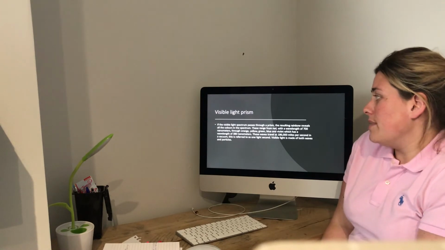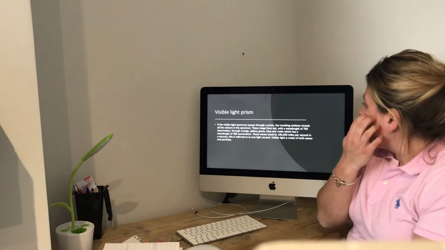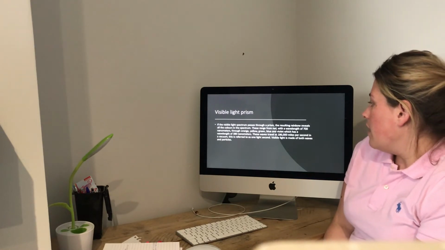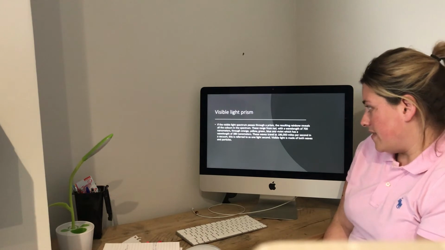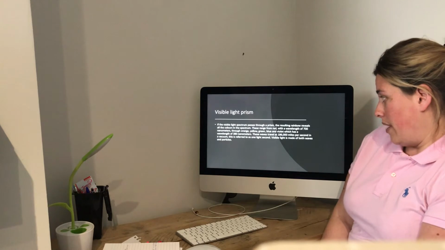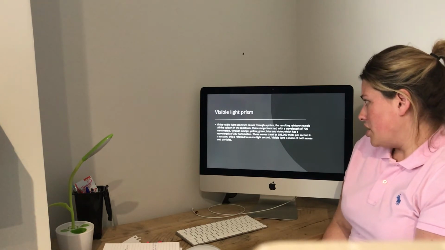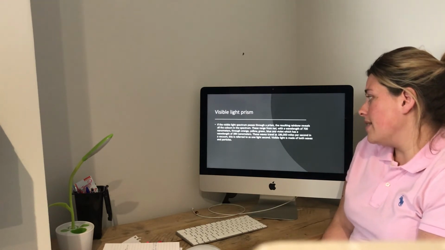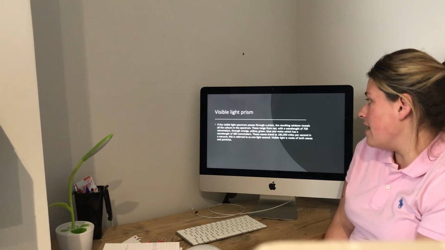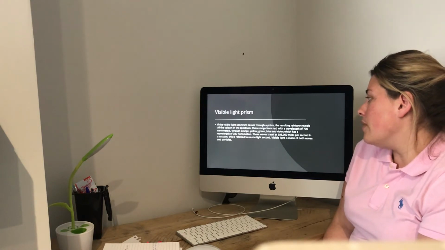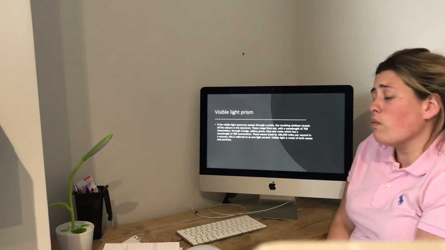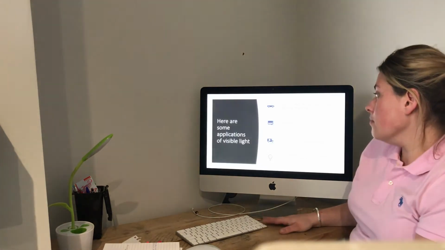So, visible light prism. If the visible light spectrum passes through a prism, the resulting rainbow reveals all colours in the spectrum. These range from red with a wavelength of 700 nanometers through orange, yellow, green, blue and violet, which has a wavelength of 380 nanometers. These waves travel at 186,000 miles per second in a vacuum. This is referred to as 1 light second. Visible light is made of both waves and particles.